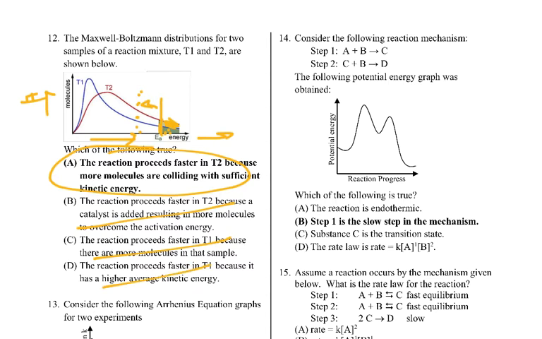Reading really carefully again, the reaction proceeds faster in T1 because there are more molecules in that sample. Okay, both of these, it's a Boltzmann distribution. It's just a distribution. So the area under the curve is the amount of chemicals.